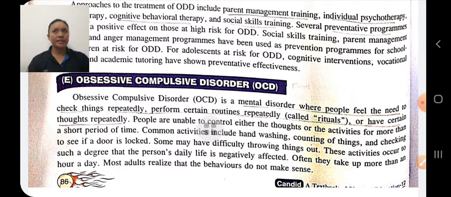For example, in symptoms, people are unable to control either the thought or the activity for more than a short period of time. Common activities are washing the hands again and again, counting things, checking if the door is closed or not, etc. These are some symptoms of persons who have obsessive compulsive disorders. He is always in confusion about whether he has done the things or not.